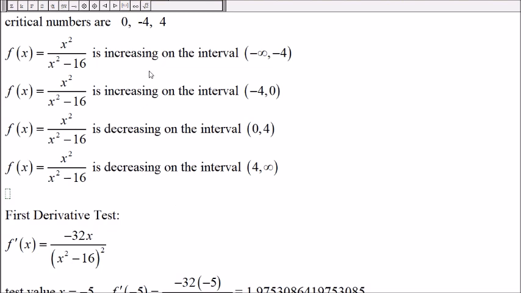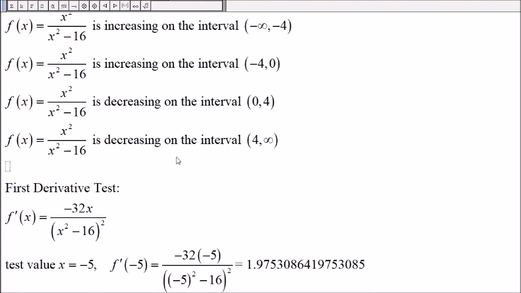So from the graph, we saw that the function increases on this interval, and then increases on the interval from negative 4 to 0, decreases on the interval from 0 to 4, and decreases on the interval from 4 to infinity. So once again, with the first derivative test, if we pick any number inside of this interval and then evaluate the derivative at that number, then we get a positive value because the function is increasing on that interval. So let's say we pick the -5.